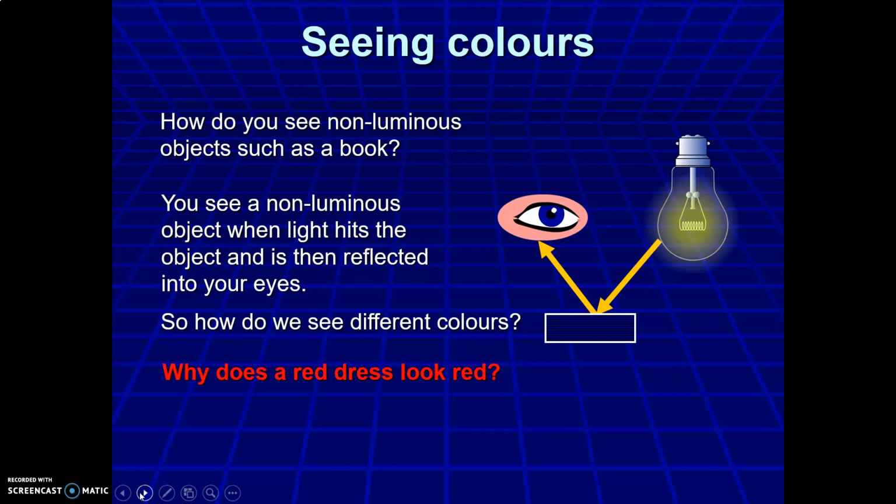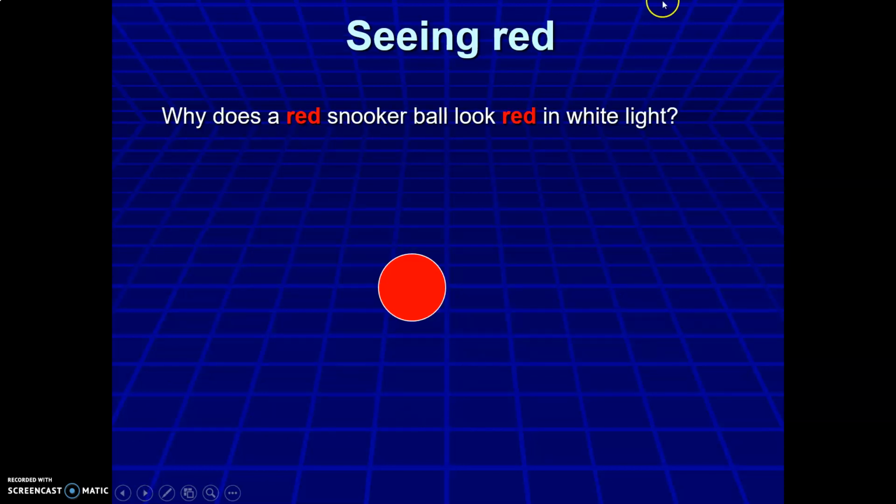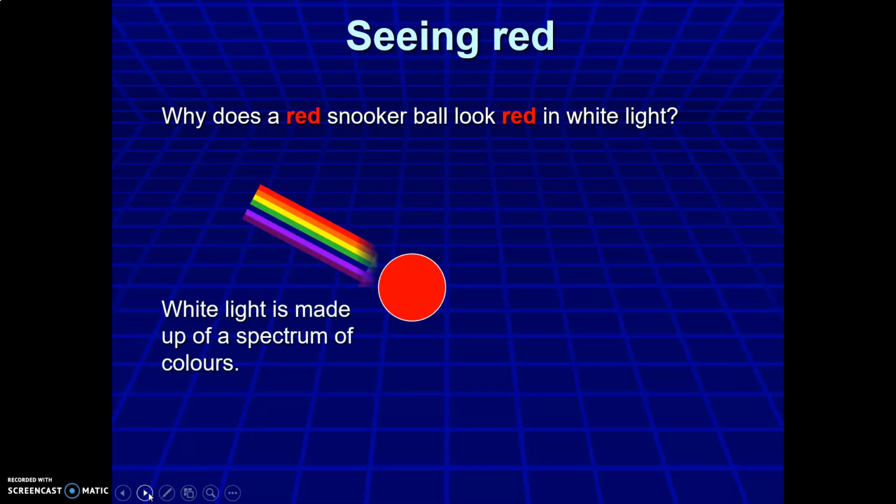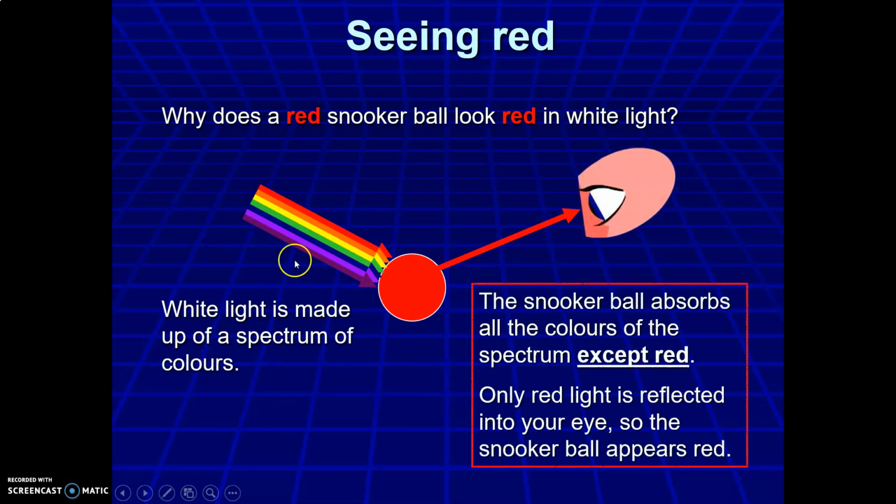Okay, this is different. For example, how does the red dress look red? How does the green apple look green? Okay, seeing red. Why does a red snooker ball like this one appear red? This is how. You have the white light falling on the object, as we learned, right? The white light, or the spectrum, which is made of 7 colors, falls on the object, and what happens?